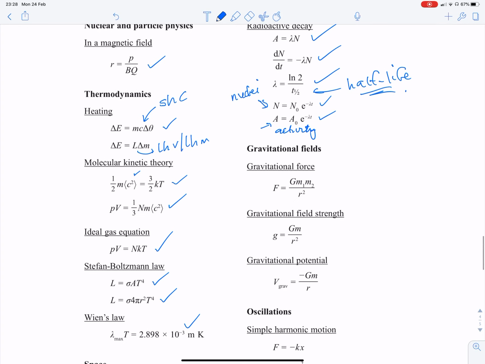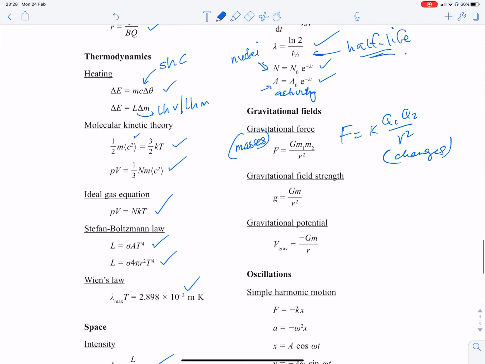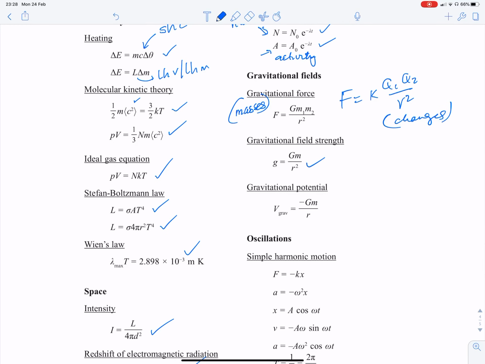Gravitational fields. Gravitational force F equals G m1 m2 over r squared. You remember F equals k q1 q2 over r squared. So they are similar. But this one is for the force between two charges, and this one is for the force between two masses. Gravitational field strength, g is GM over r squared. Gravitational potential is minus GM over r.